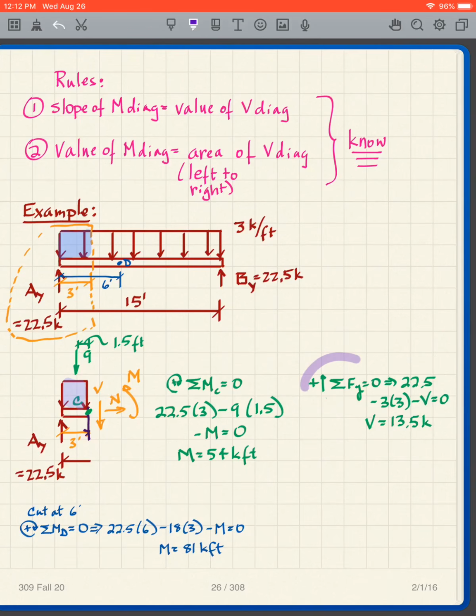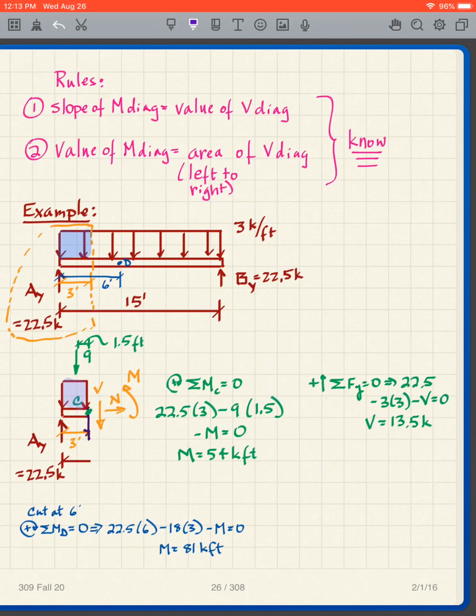So I take the sum of the forces in the y direction equals 0, and I'm looking at this. I've got this 22.5 there, I've got the 9 there, and I've got the V there. So I've got 3 of those things. So I have the 22.5 minus the 9 because it's going down, minus the V because it's also going down, and I solve for V. I get V is equal to 13.5 kips.